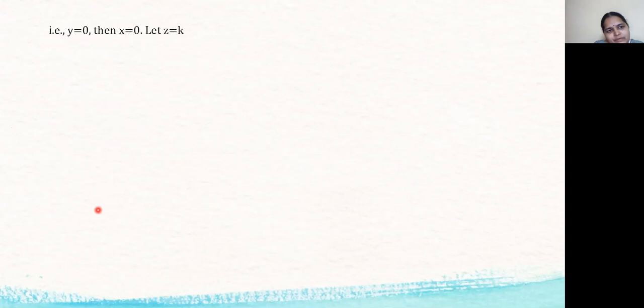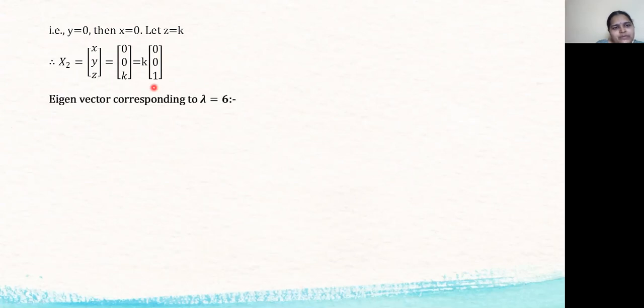And we don't have any information about z. So let us not take z as 0. Since we don't have any information, we take z as some k. Then the second eigenvector x, y, z is 0, 0, k. If we take out k, we get 0, 0, 1. So whenever we want to use x2, then we will take k as 1. Now we will find the eigenvector corresponding to lambda equal to 6.